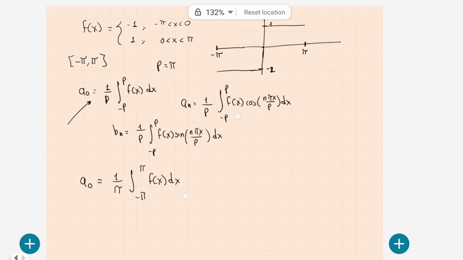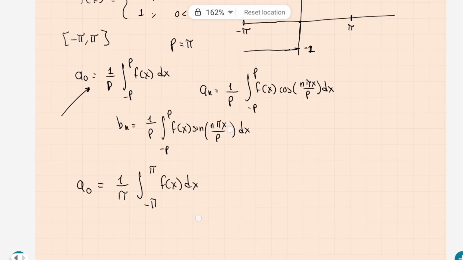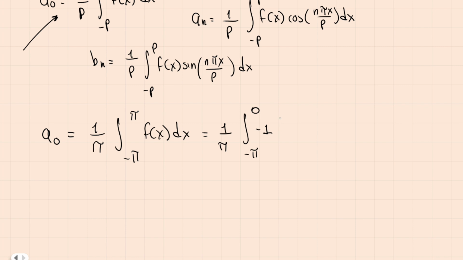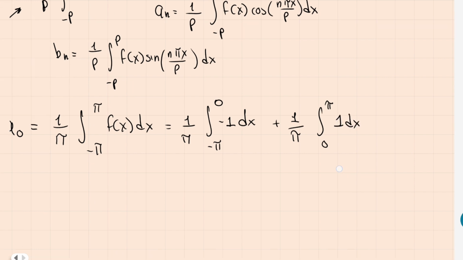And looking at it, the function is defined in two ways depending on the side of the interval we are located in, so we need to split the integral into two pieces. This is going to be 1 over pi, the integral from negative pi to 0, and in this interval of integration the value of the function is -1, and we integrate on the variable x. And the second piece is going to be 1 over pi, the integral from 0 to pi of 1 dx.